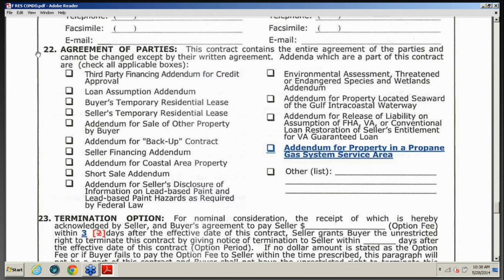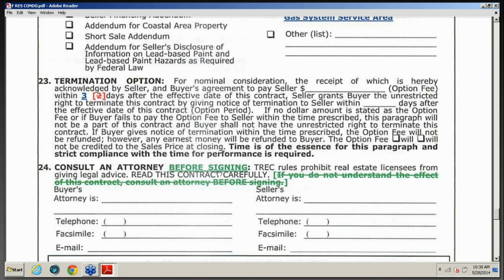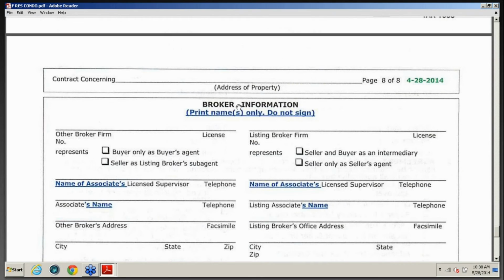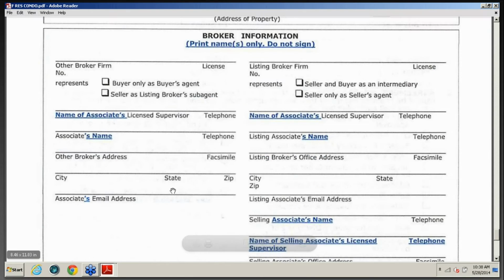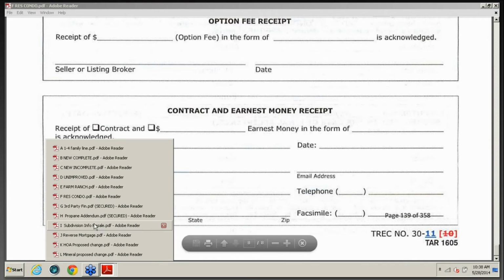So for agreement of the parties, we have the addendum for propane, 3-day option. Again, before signing, you can consult an attorney, and then print your name, do not sign. And that's really all for the condo. Any questions about that one? All right.